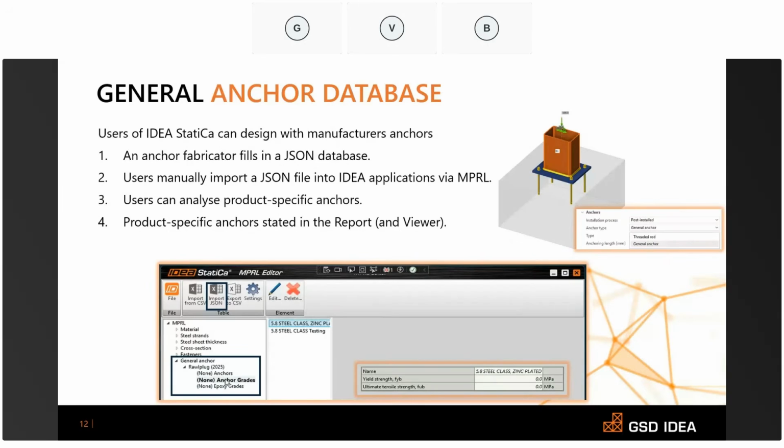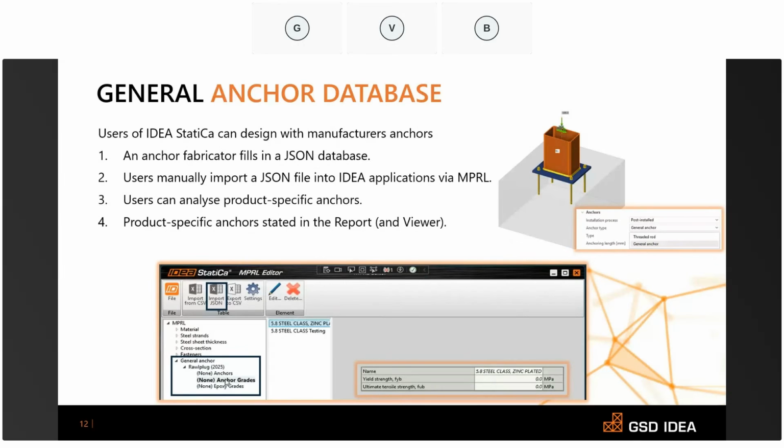Earlier, there was only import from CSV. Now, there is also an import from JSON as well. So, as users, as designers, we can simply import that file into IDEA StatiCa via the MPRL editor, as you see, and it becomes part of our material library.